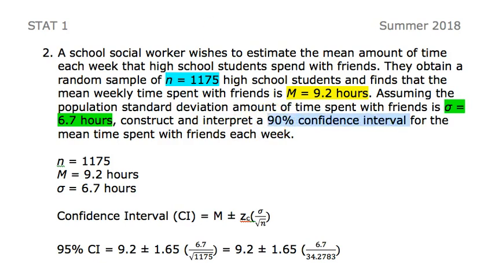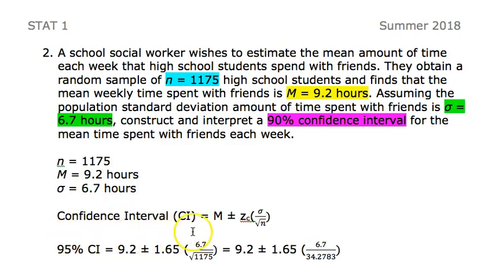And let me go ahead and highlight the 90% because that is what we're trying to find, right? To construct a 90% confidence interval in this case, notice I go ahead and pull out the numbers again. N is equal to 1,175, M is equal to 9.2 hours, and sigma is equal to 6.7 hours, right?